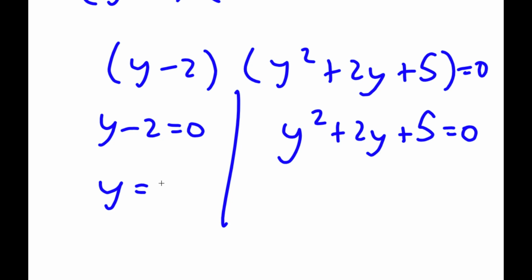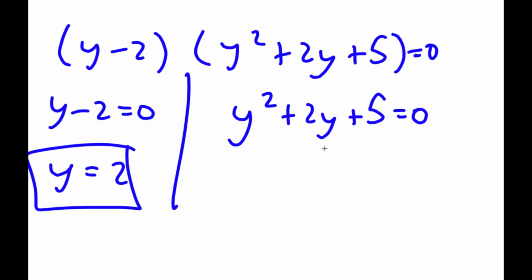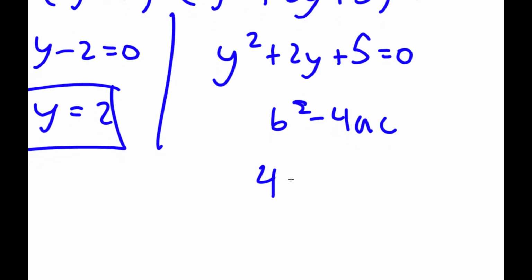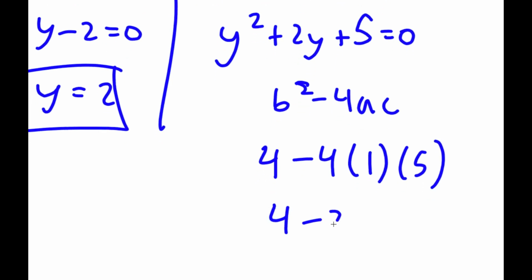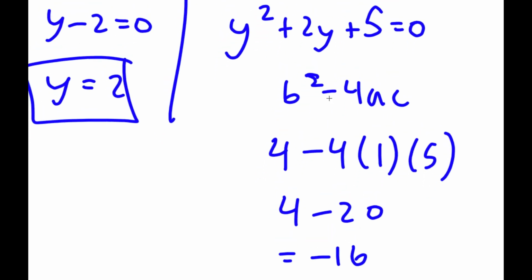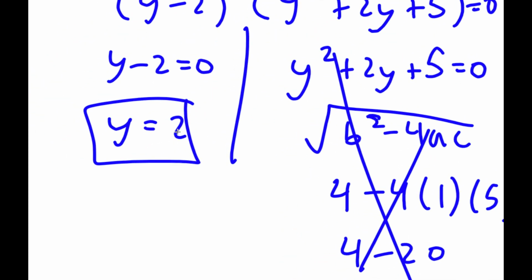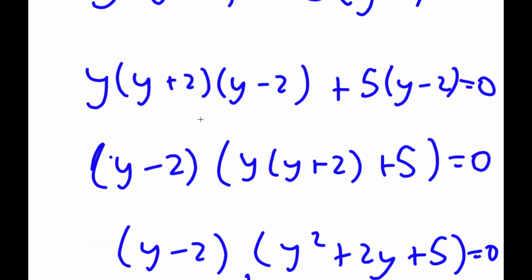For y minus 2 equals 0, y is simply equal to 2. For y squared plus 2y plus 5 equals 0, I'm going to use the quadratic formula. And if we just check b squared minus 4ac inside the quadratic formula, well, b squared, that's going to be 2 squared. So I have 4 minus 4 times a, which is 1, times c, which is 5, which is equal to 4 minus 20, which is negative 16. And you can't take the square root of a negative number, so there's no solution for this. And my only solution for y is 2.